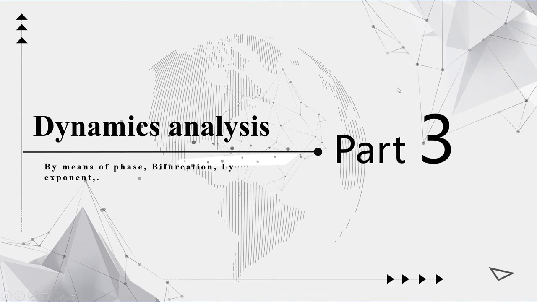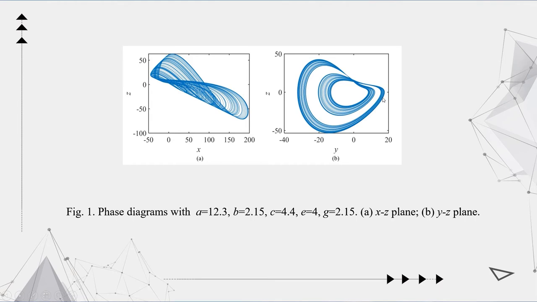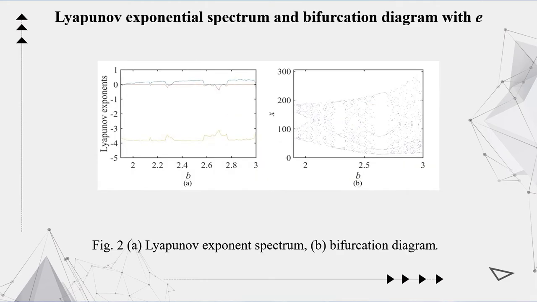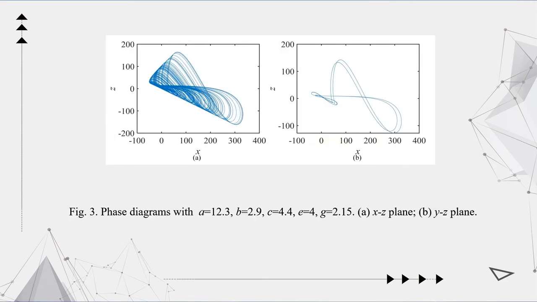In the third chapter, the phase diagram, bifurcation diagram, and Lyapunov exponents are used to explain the dynamic characteristics of the chaos. From the figure, we can see the bifurcation diagram and the Lyapunov exponents as parameter B changes. From the figure, we can closely see the system appears chaotic, and the chaotic state is obvious. The time series plots for C, 4, 6 are shown in the figure.